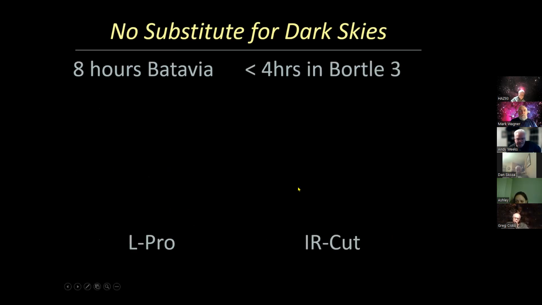Lastly, we all know this, but there's really no substitute for dark skies. So I'm going to show you a picture of the Iris Nebula that I took from here in Batavia versus 4 hours in the Bortle 3 in Gladwin, Michigan. This is 8 hours with an L-Pro, a light pollution filter, which I have to use here in Batavia.